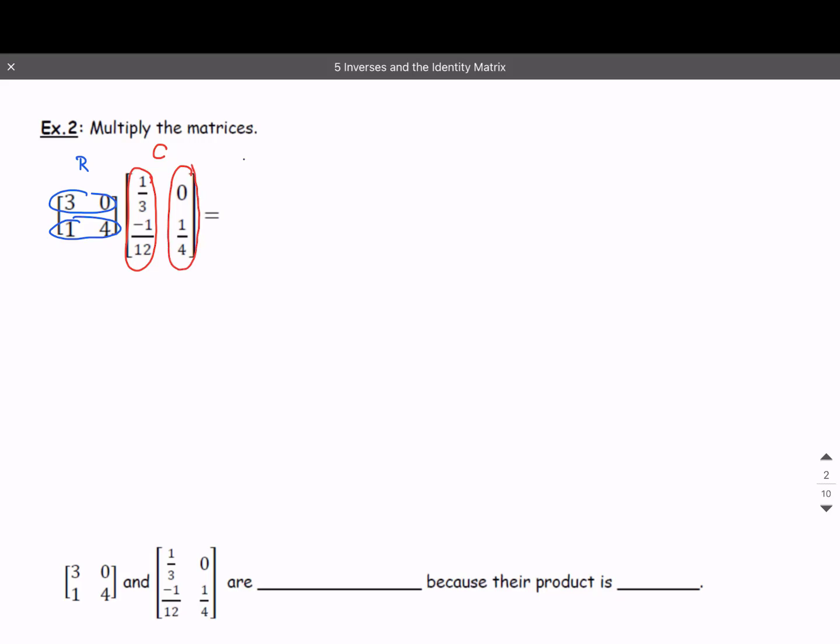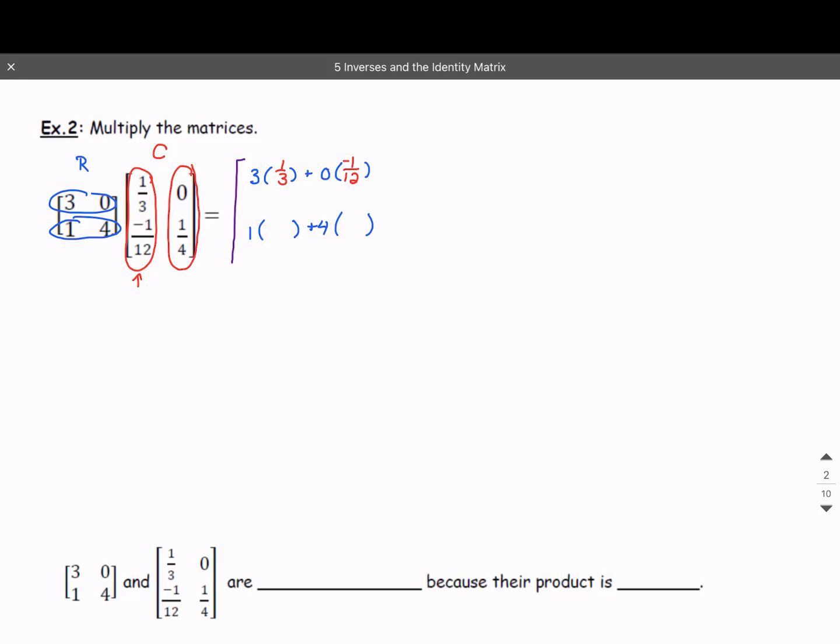All right, let's open up a matrix. Now at this upper left-hand corner, we are in row 1. So I'm going to take 3 times something plus 0 times something. Now since I'm in column 1, my somethings are this column here, 1/3 and negative 1 over 12. And if I move down, I'm now in row 2. So I have 1 times something plus 4 times something.